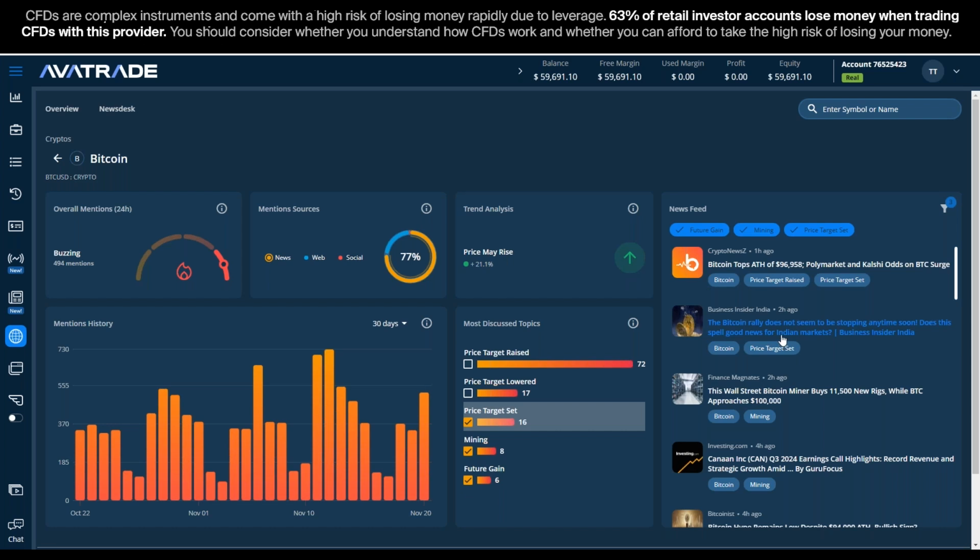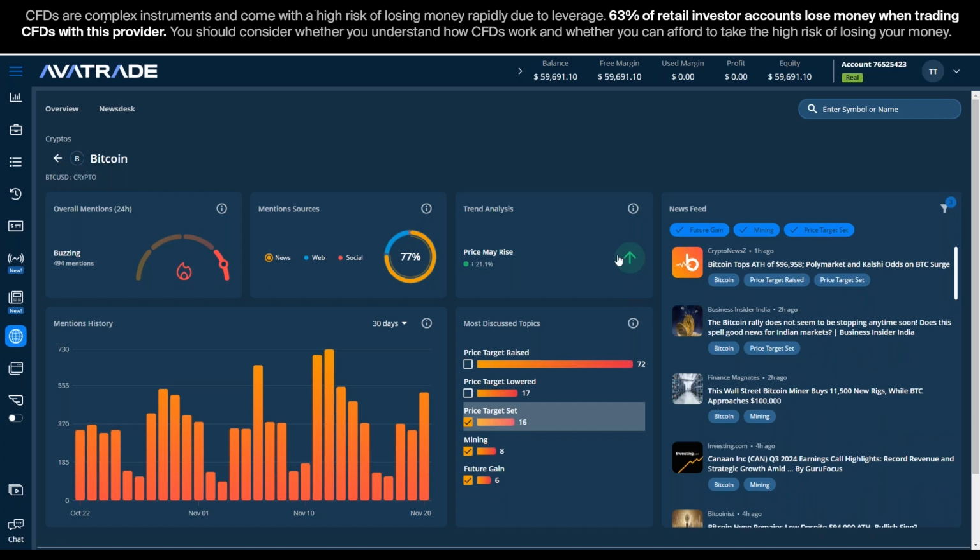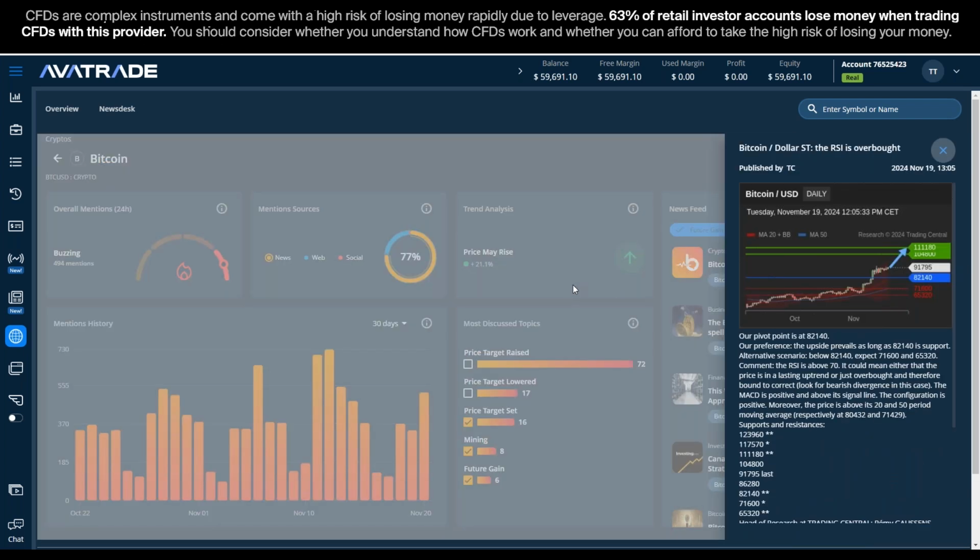So maybe this helps convince you what you want to do. This article says the Bitcoin rally does not seem to be stopping anytime soon. Does this spell good news for Indian markets? You can start to read these articles and see for yourself what the news is out there, combined with the trend analysis, and decide: do I want to follow this signal or not, where it expects it to rise towards these new all-time highs of even 111,000, which is just amazing if it can get there?